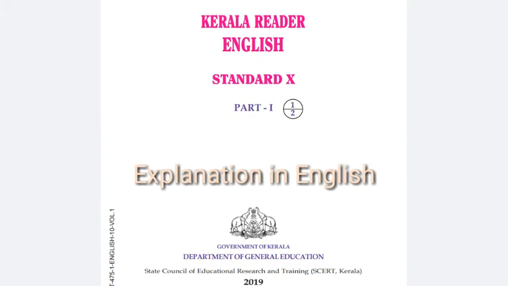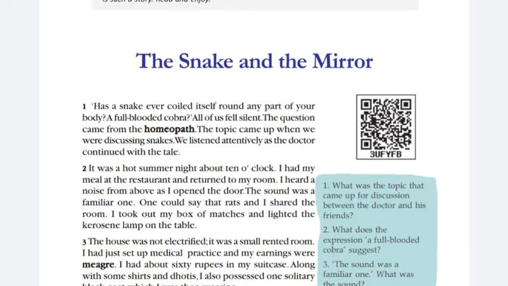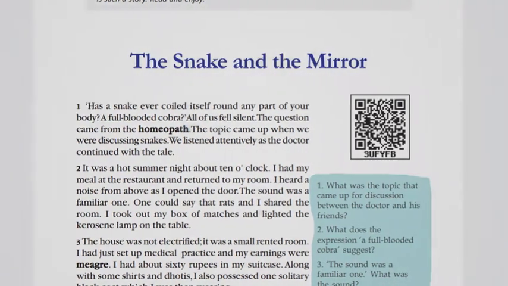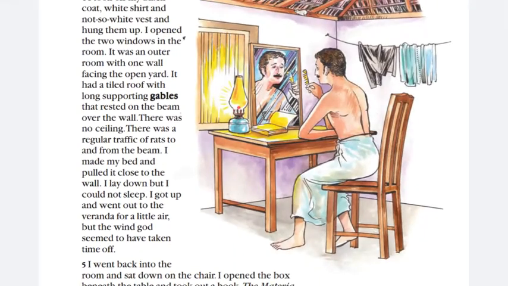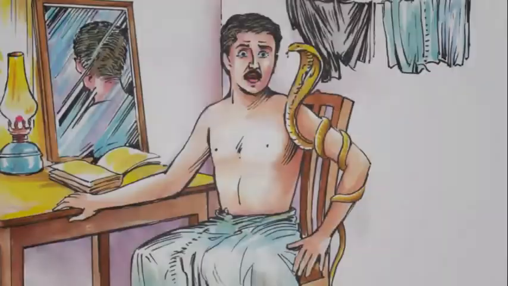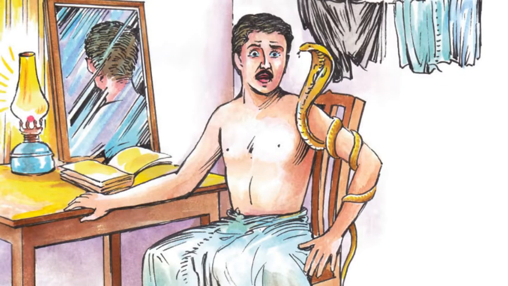In this video lesson, we discuss some of the activities of our second chapter, The Snake and the Mirror, written by Basheer. We have discussed the story in our previous classes. It is made as two parts, part 1 and part 2.